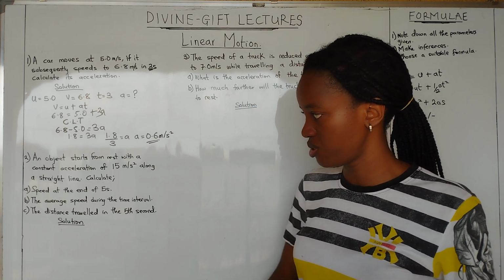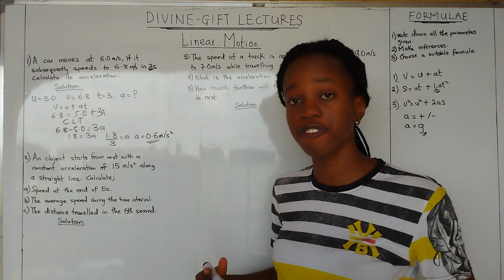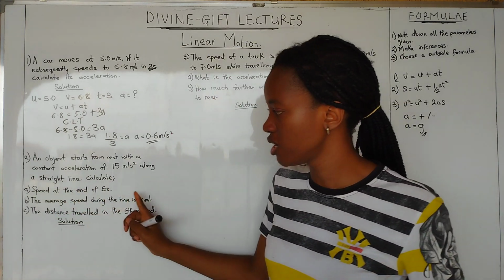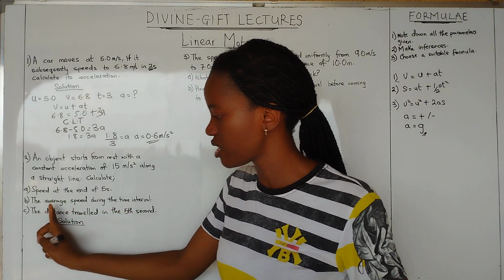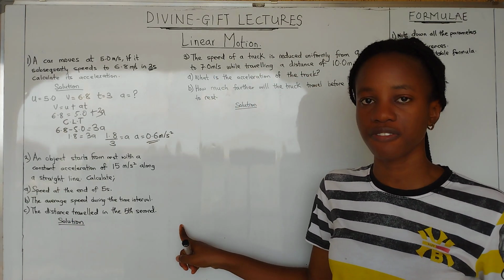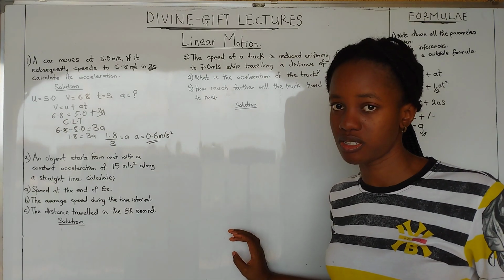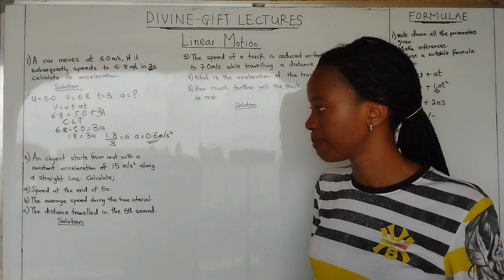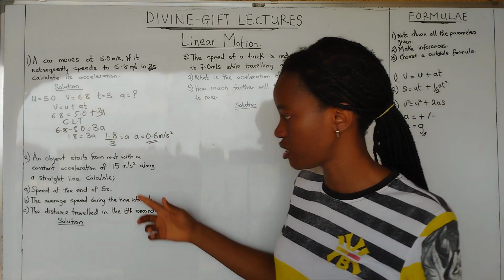Now looking at question number 2, they said an object starts from rest with a constant acceleration of 15 meters per second square along a straight line. Calculate A, speed at the end of 5 seconds, B, the average speed during the time interval, C, the distance traveled in the 5th second. Now because of space, we are going to make use of this space to solve it, and after that, when we want to solve the match field, we fill them.